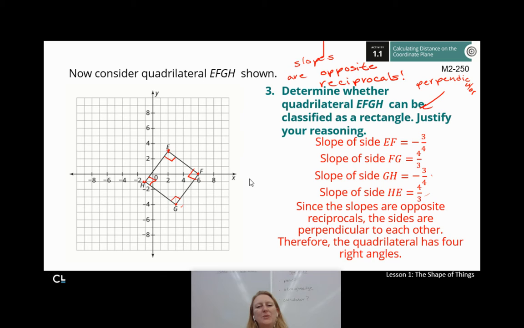Since the slopes are opposite reciprocals, the sides are perpendicular to each other. So we've got 4 right angles. So yeah, it's a rectangle.